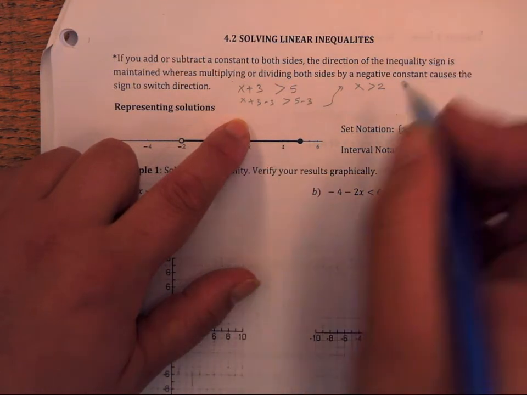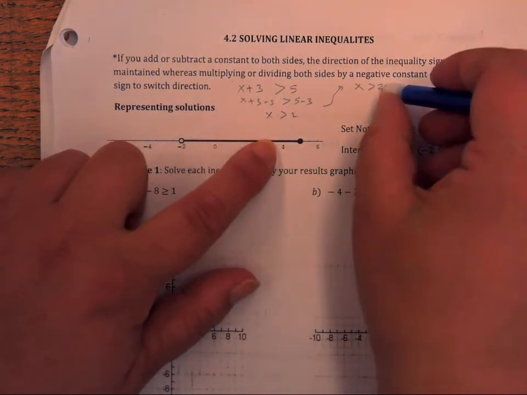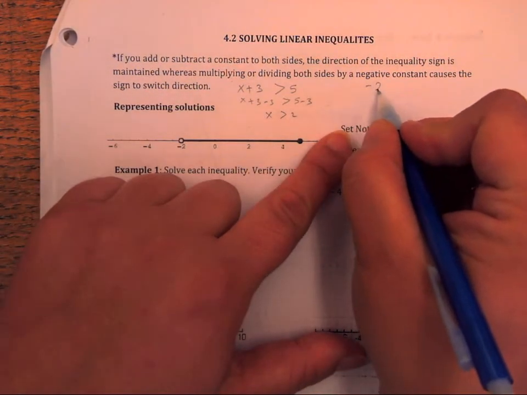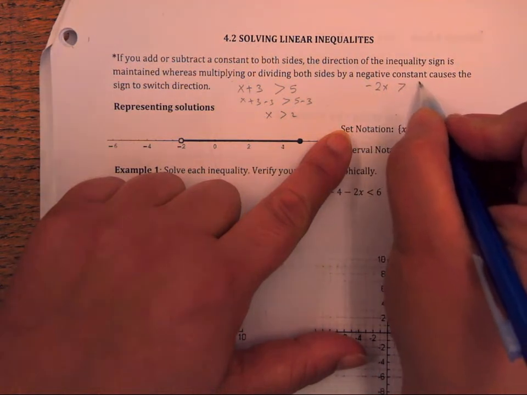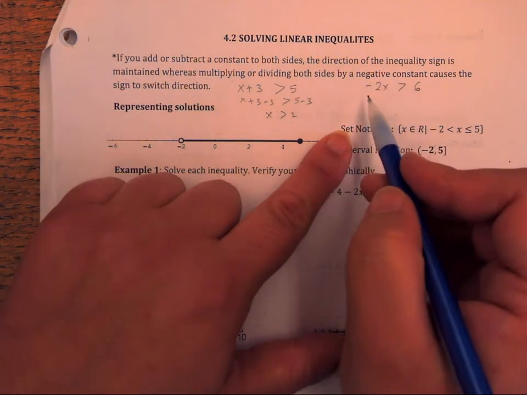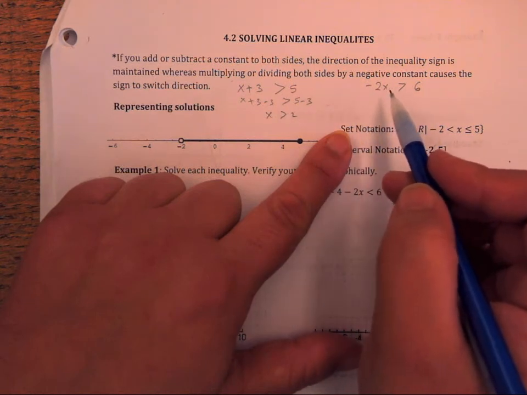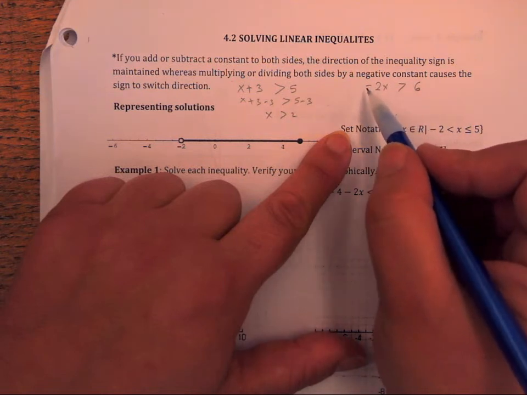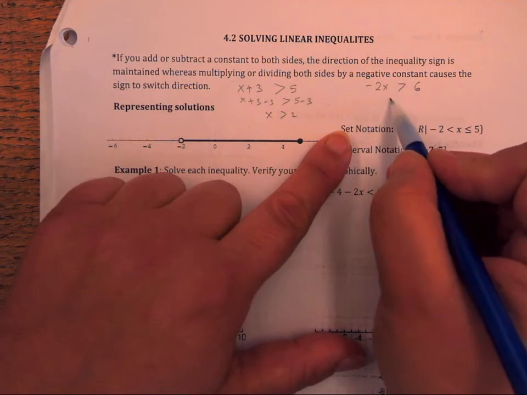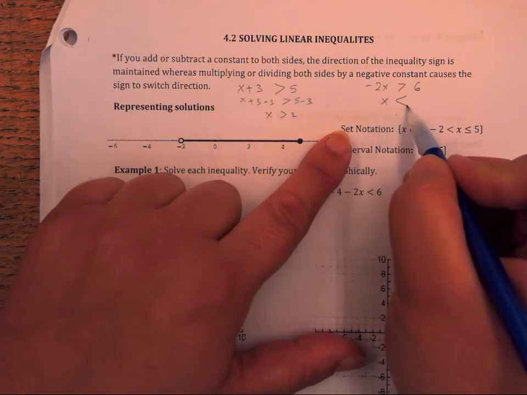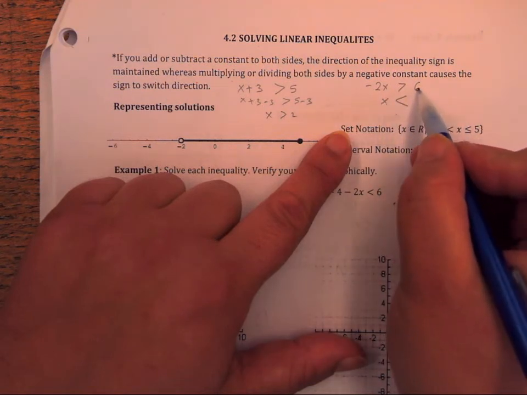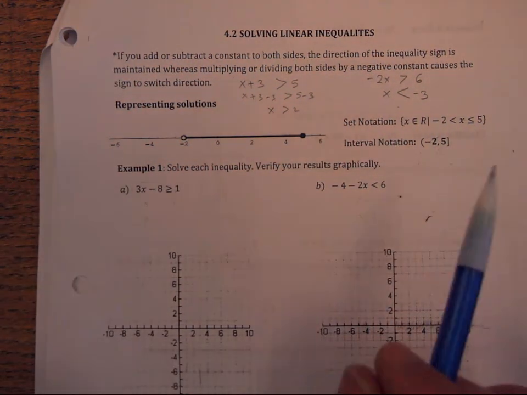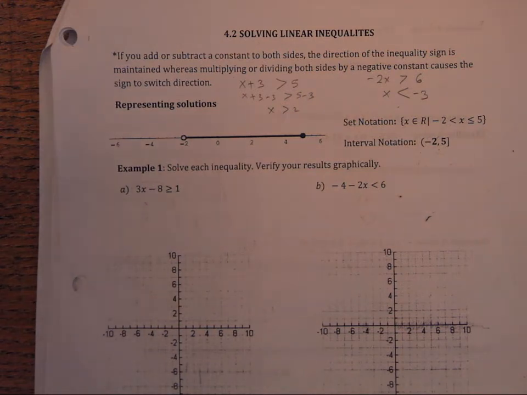Okay, so let's say we have another case, negative 2x greater than 6. Now to be able to isolate x, you need to divide both sides by negative 2. Because you're dividing by a negative number, you change the direction of the inequality sign. So 6 divided by negative 2 is negative 3. This happens only when you are dividing or multiplying both sides by a negative number.